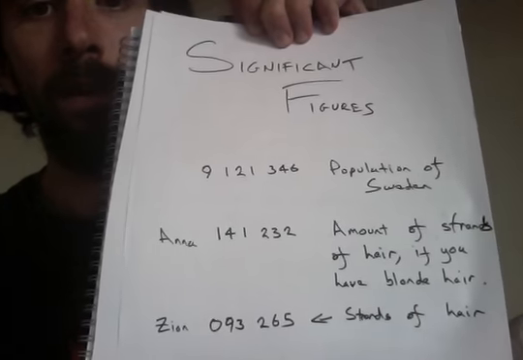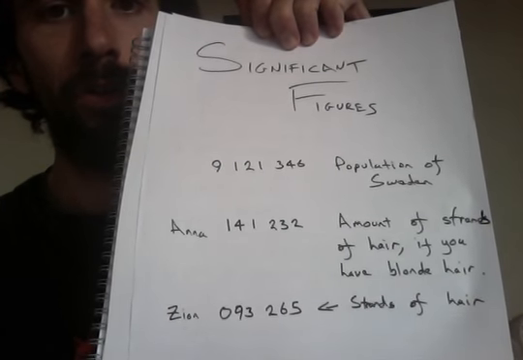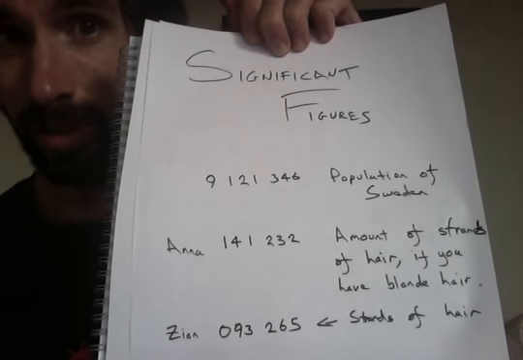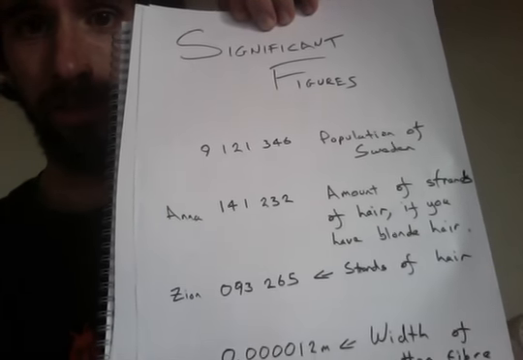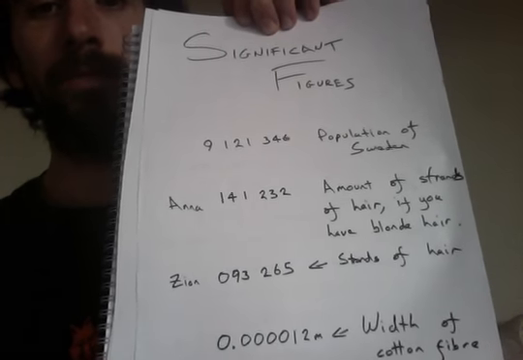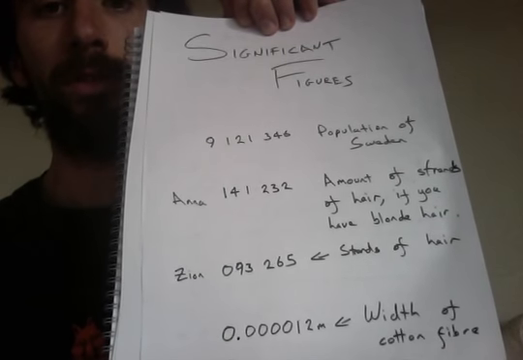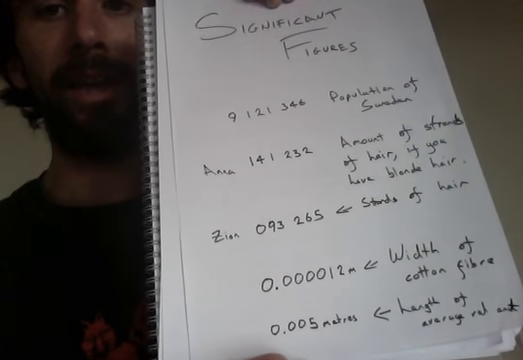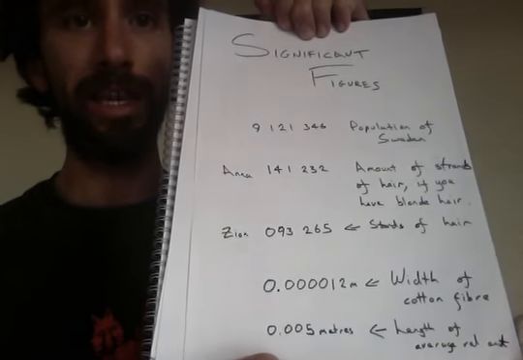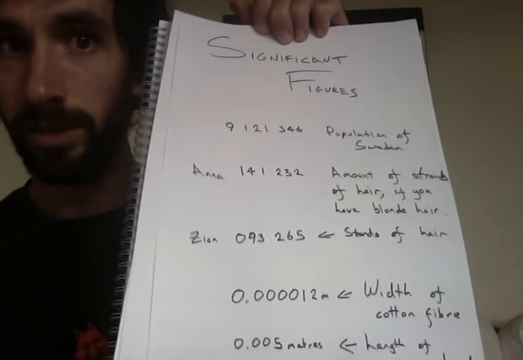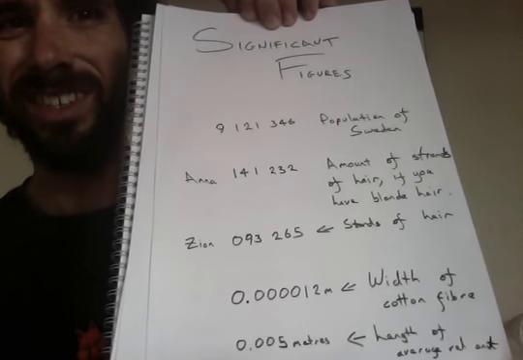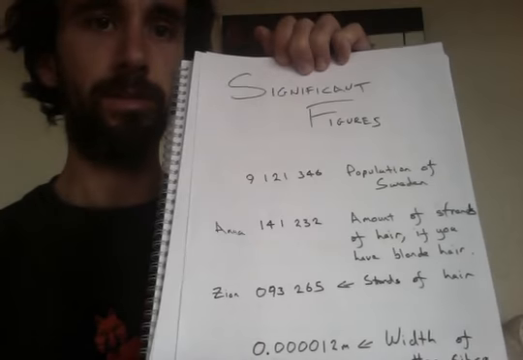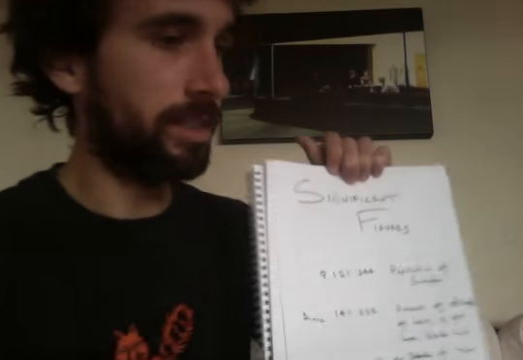Now, if you have black hair, let's say you have 93,265. The zero there makes no difference, sure it doesn't. The width of a cotton fiber is 0.000012 meters. And the length of the average red ant is 0.005 meters. Did I really need to read out all those numbers? Probably not. It's complicated. Okay, so which are significant?